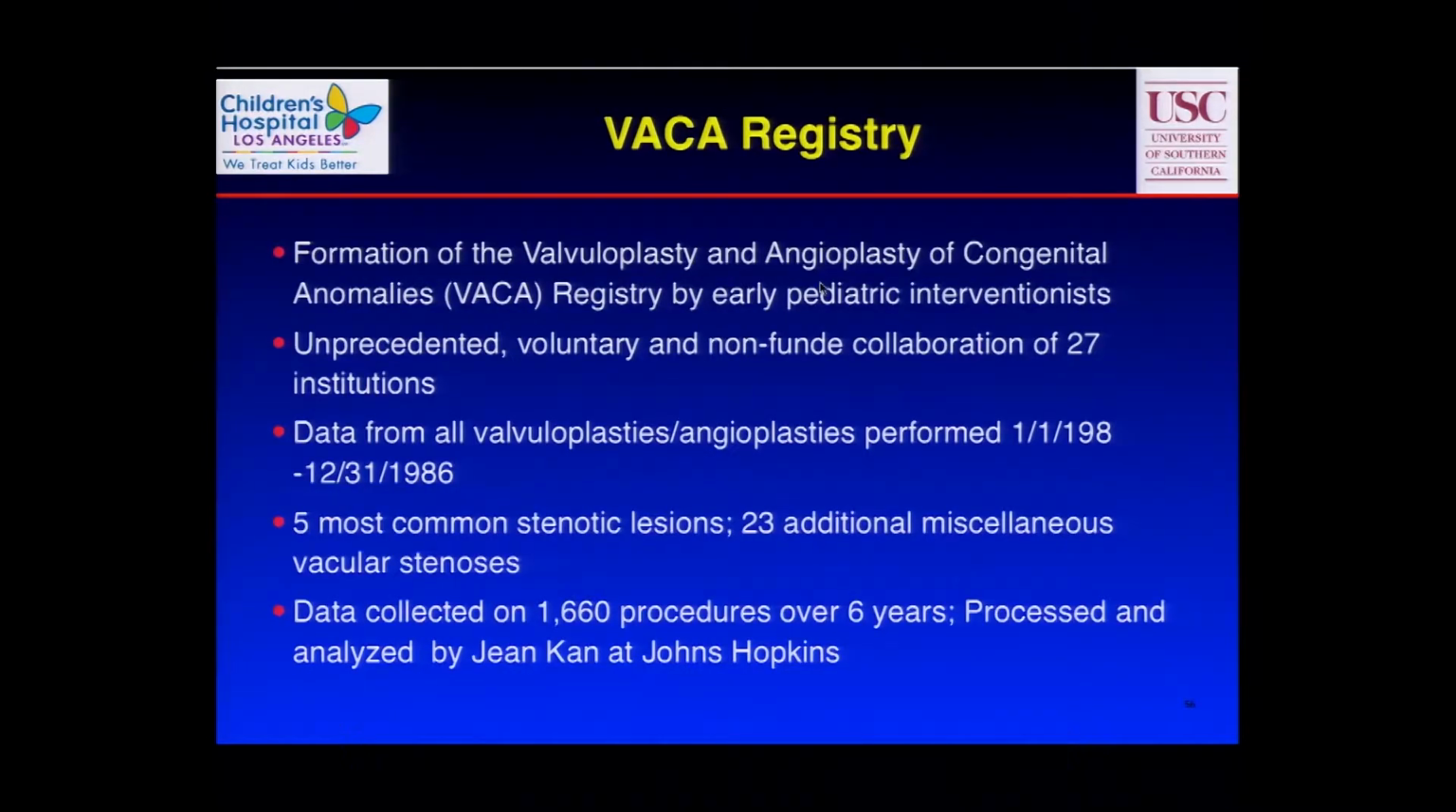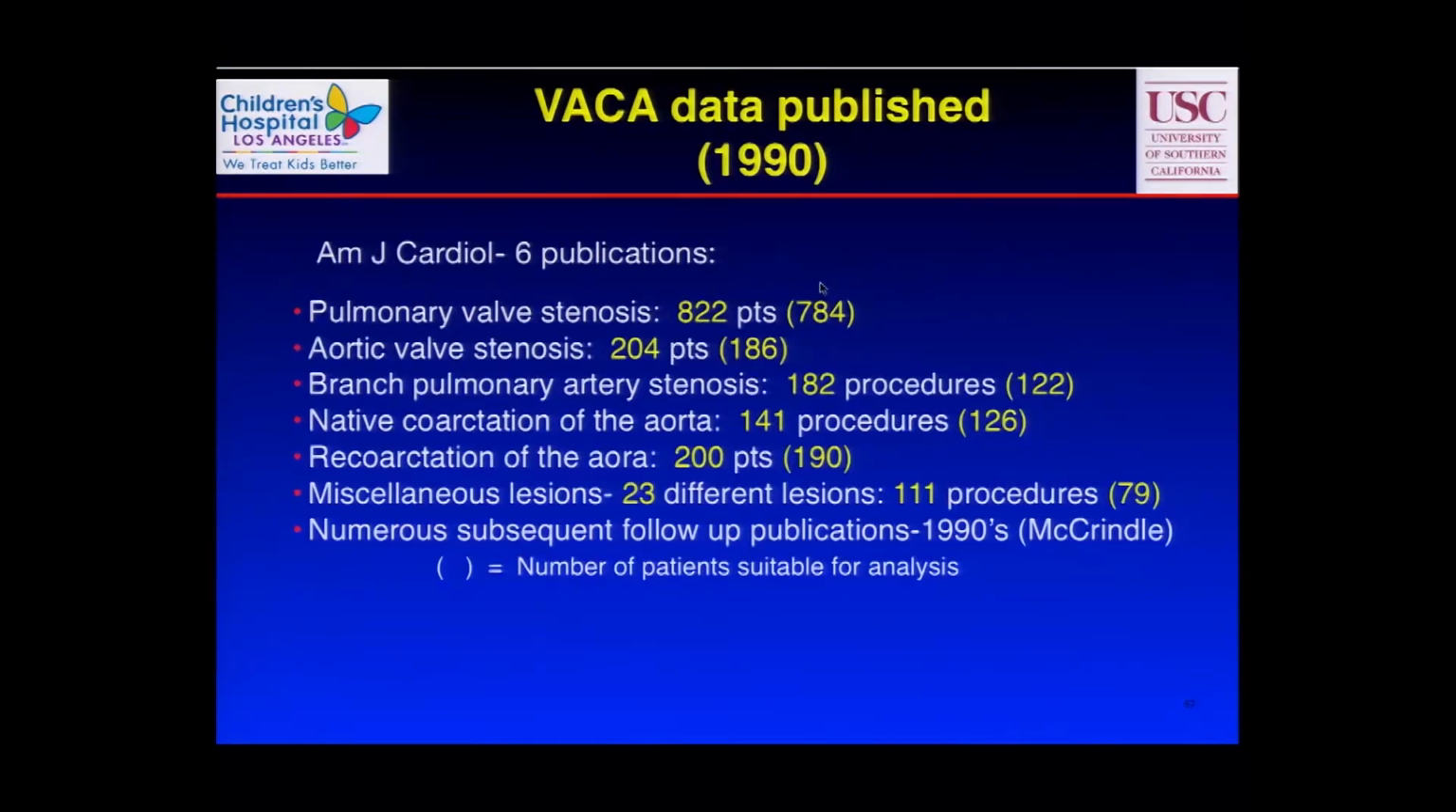The VACA registry, you guys must have read some of these papers, was formed to evaluate outcomes and procedures in congenital heart disease. They wrote a lot of papers in the mid-'80s to the '90s and collected data from multiple sites looking at different places. So you can see that some of the papers published in 1990, the use of angioplasty for the pulmonary valve, aortic valve, branch pulmonary arteries, native coarctations, recoarctations, and different lesions. We oftentimes will still reference these papers when we talk about our new papers and how this is the history of where we started off with angioplasties.